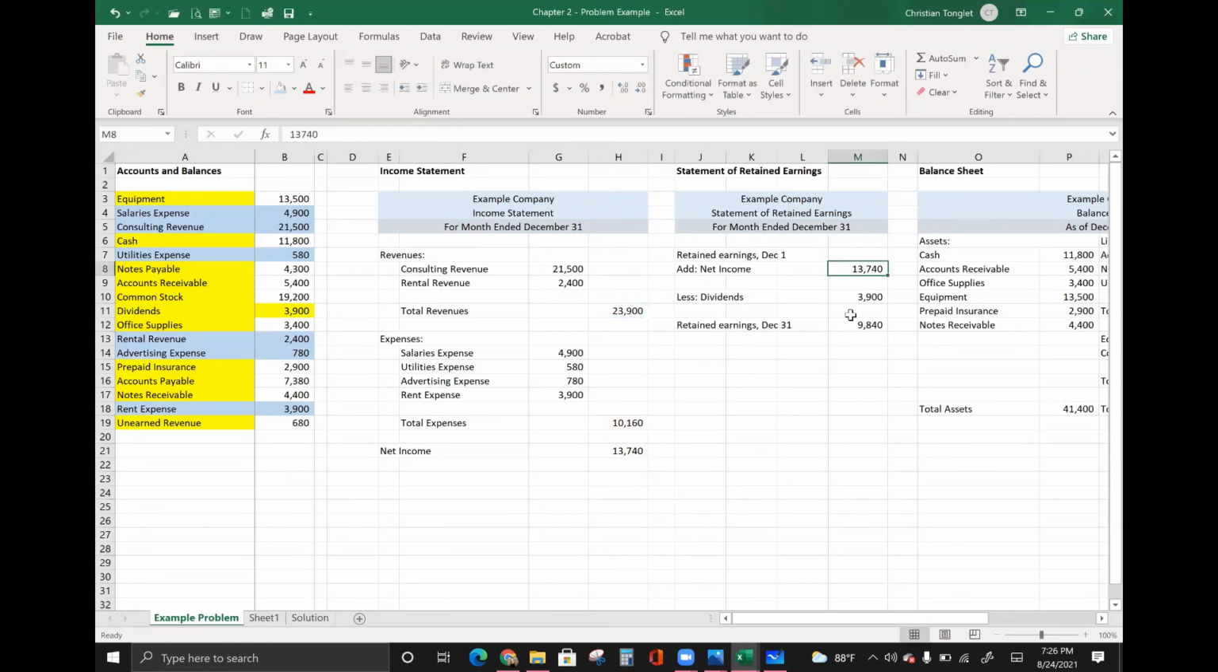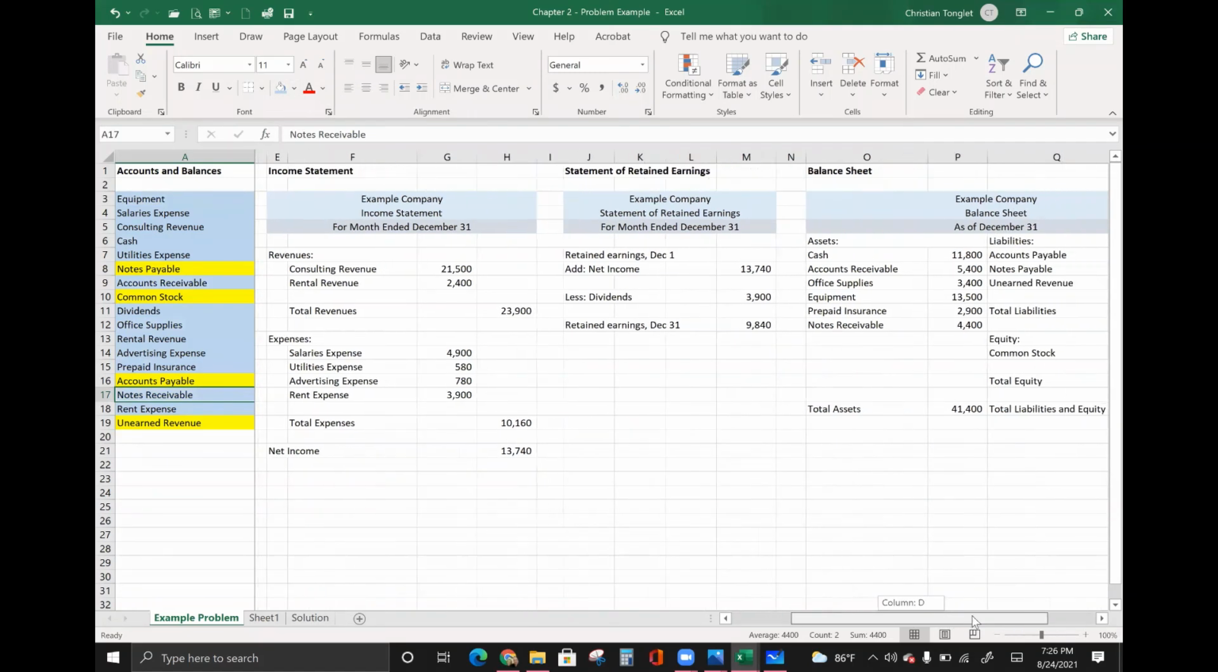That's right, 13,700. Dividends, 3,900. Cash, 11,800. Accounts receivable, 5,400. Do y'all see it yet? Office supplies, 3,400. Equipment, 13,500. Prepaid insurance, 2,900. Notes receivable, 4,400.